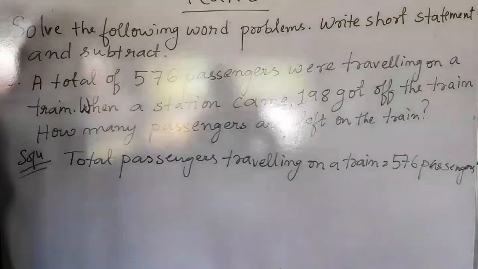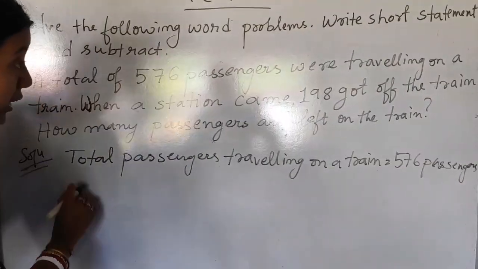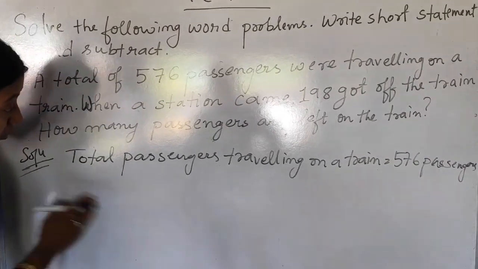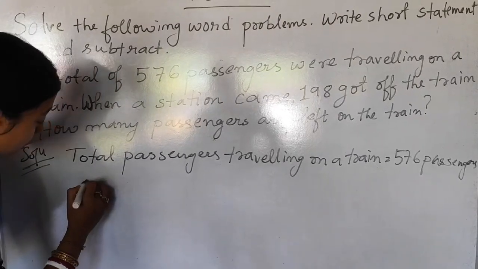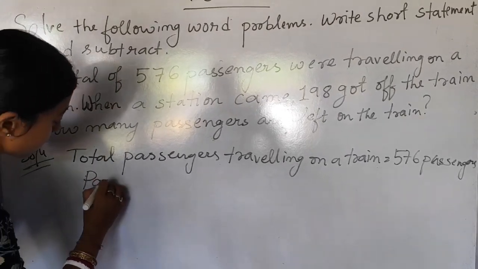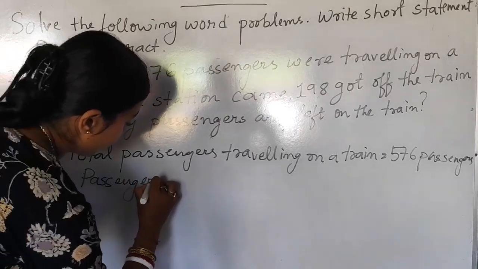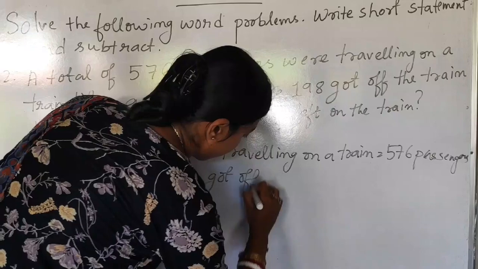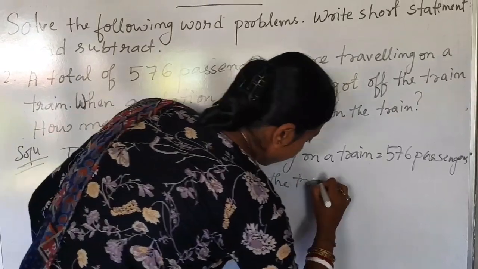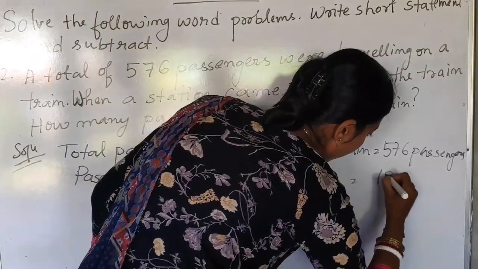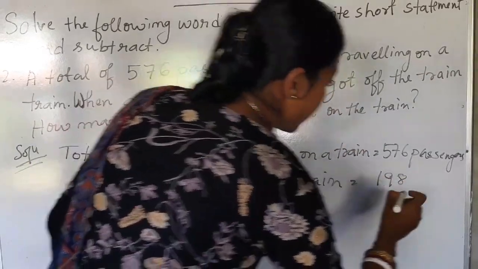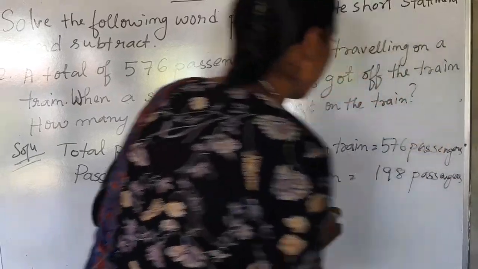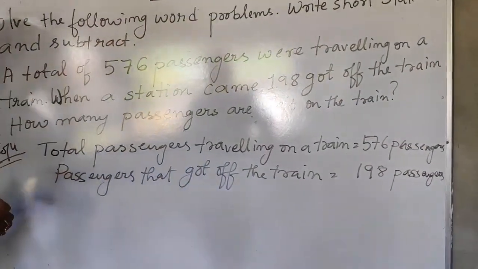When a station came, 198 passengers got off the train. So you will write, passengers that got off the train equal to 198, right? 198 passengers. So we have to find out how many passengers are left on the train.